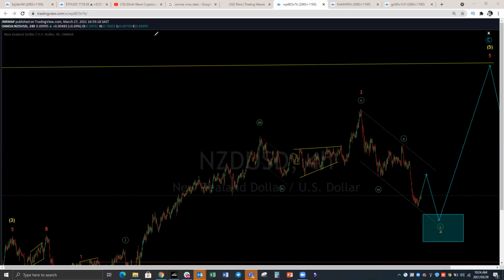What will that mean? That will mean that we've got a structure like this: 1, 2, 3, and then upside. And then at lower degree, you've got 3 waves down here, 3 waves here. You see nothing is forced. It's clear, clear 3 waves here, and we look for this to continue to the upside. So we'll be looking for this, wait for confirmation for upside when that comes. Right, so that is New Zealand US dollar.